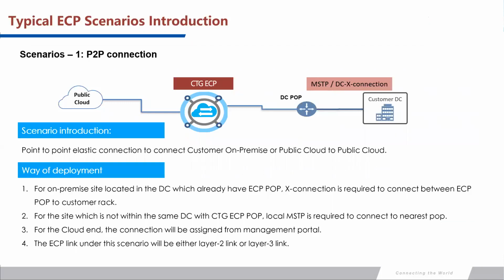Okay, from this slide, I will introduce in detail the three kinds of scenarios in which ECP applies to our customers. First is P2P connection. P2P means cloud to cloud, cloud to data center, or data center to data center. Customers don't need to worry about the different kinds of connection. ECP can plan end-to-end and is responsible for end-to-end.